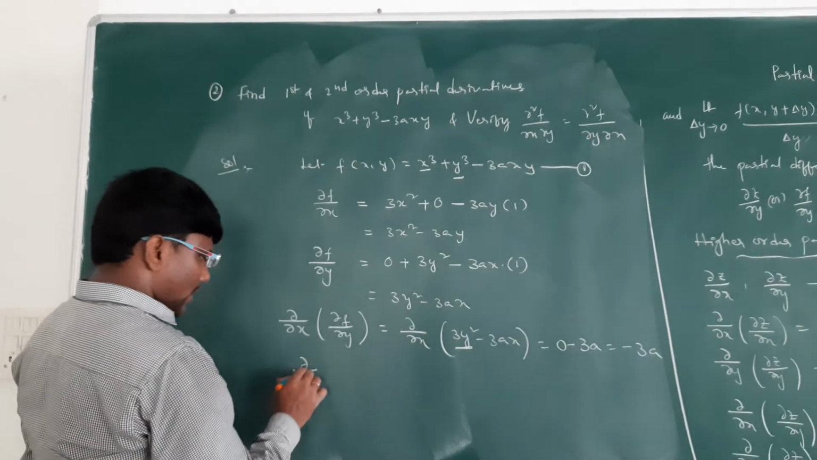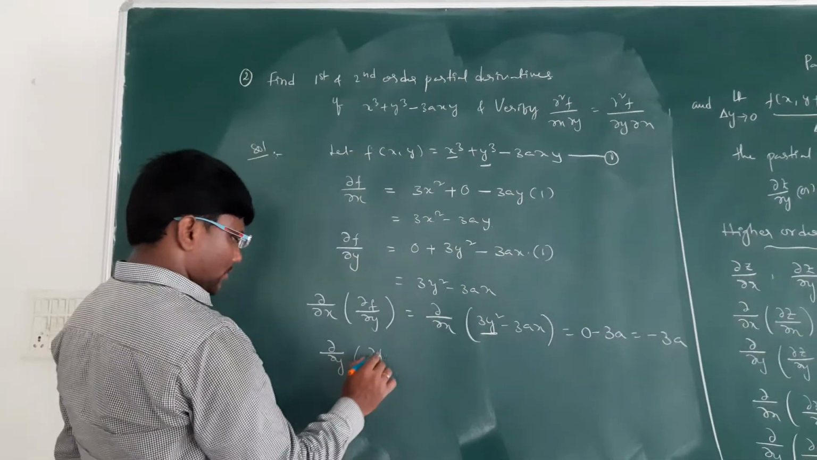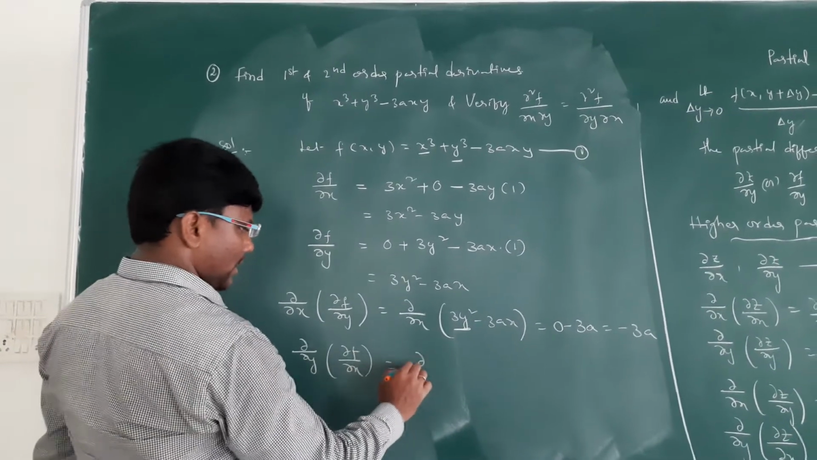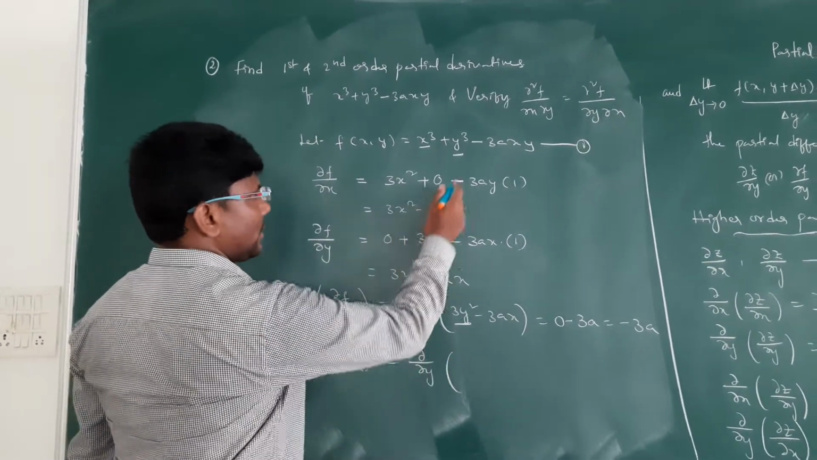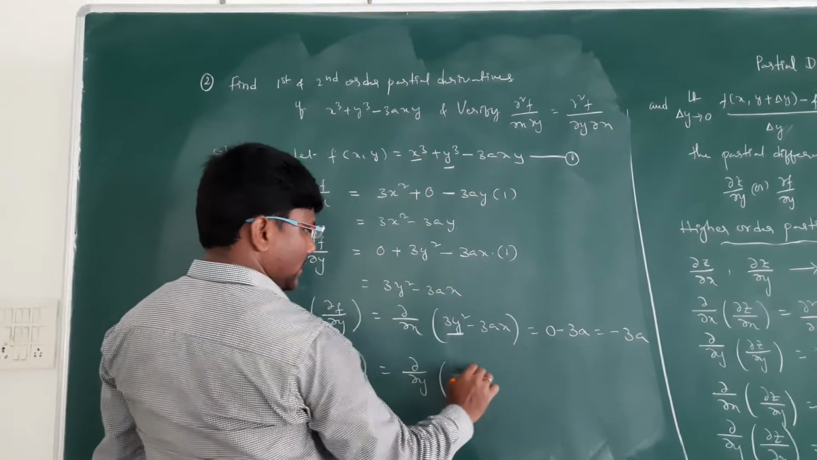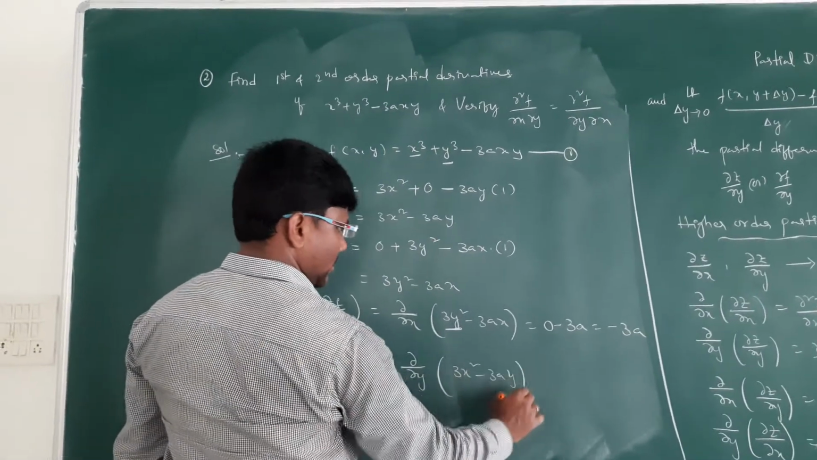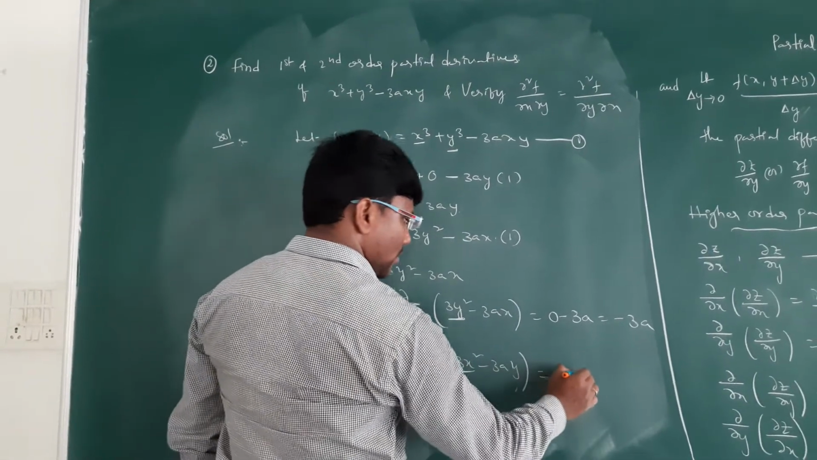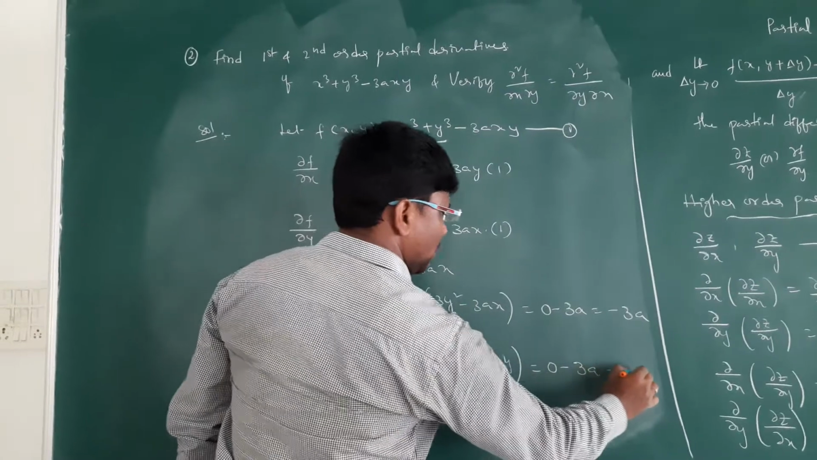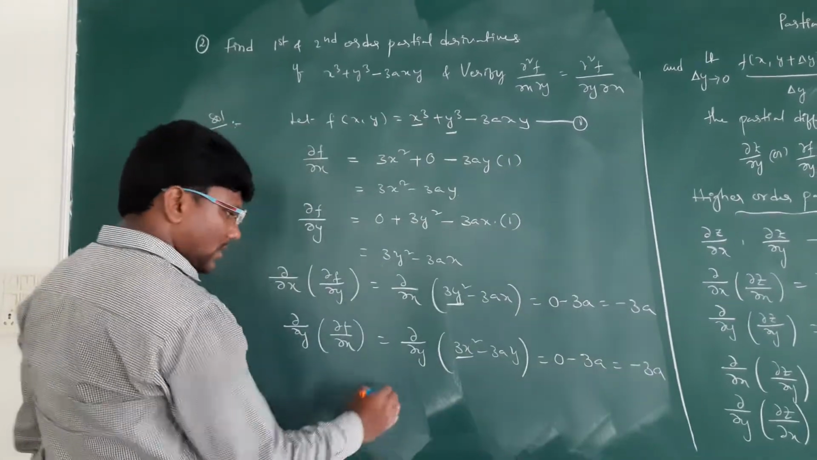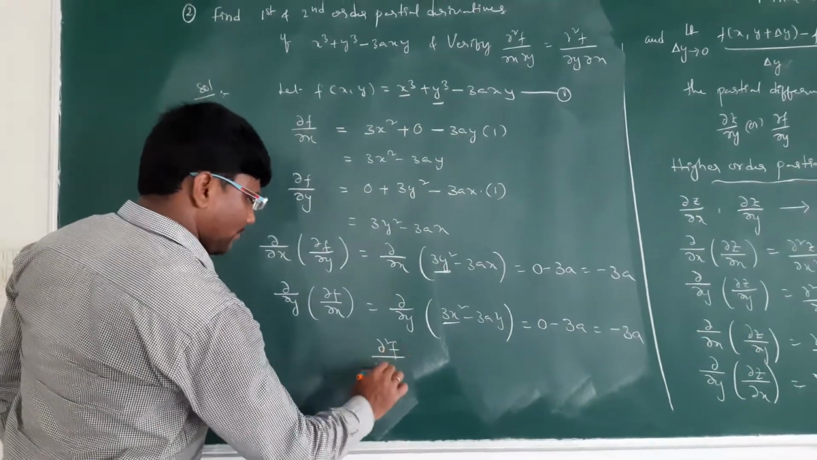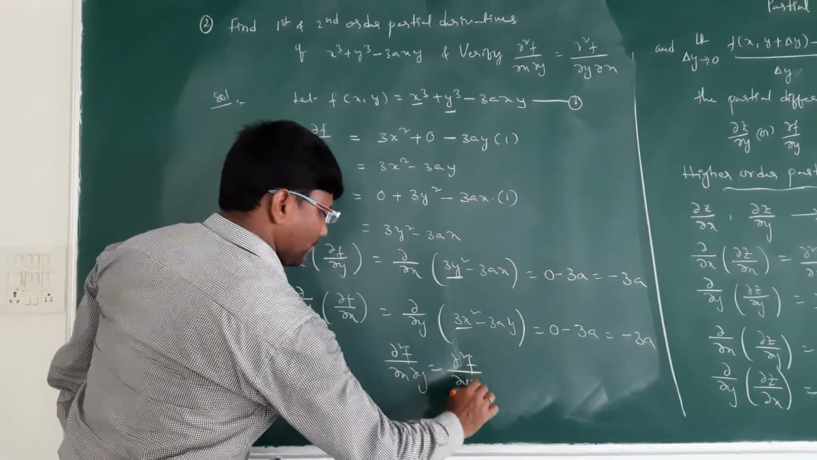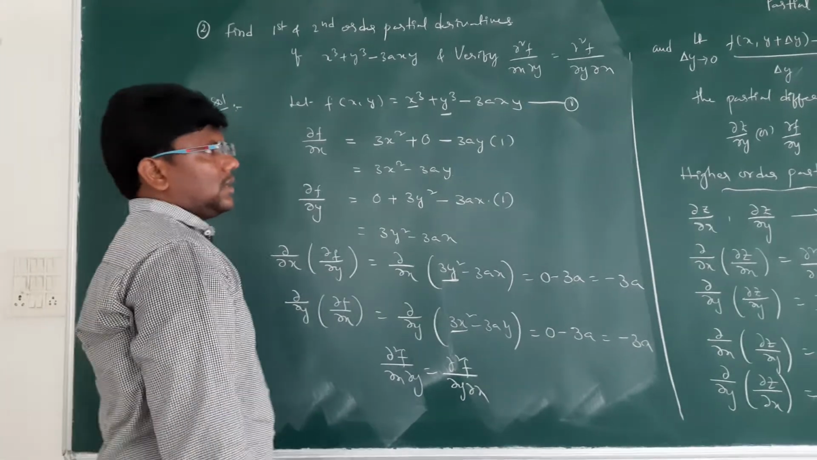Next, dou by dou y of dou f by dou x is equal to dou by dou y of, what is the dou f by dou x value? 3x square minus 3ay. Differentiate partially with respect to y. These x terms are constant 0, minus 3a, that is equal to minus 3a. Both the values are equal, therefore dou square f by dou x dou y is equal to dou square f by dou y dou x. Good.